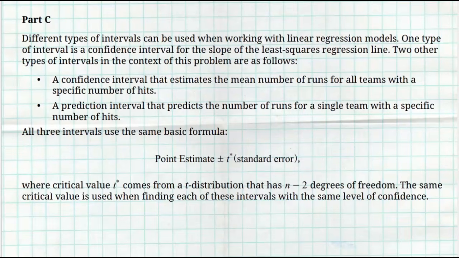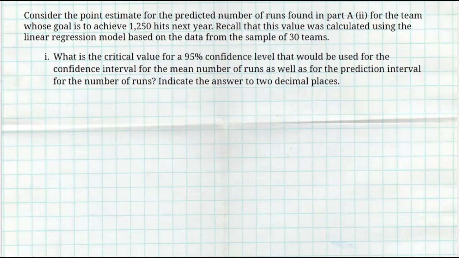The other types of intervals in this context could be a confidence interval for the mean number of runs scored for all teams, and a prediction interval that predicts the number of runs for a single team with a specific number of hits. All three intervals will follow the same basic formula. You have your point estimate. You're going to go up, you're going to go down, plus or minus a t star, a critical value, times your standard error. Then they even remind you that the t star, the critical value, comes from a t distribution with n minus 2 degrees of freedom. The same critical value is used to find all three of these different types of confidence intervals. And of course, that leads us right into the first question.